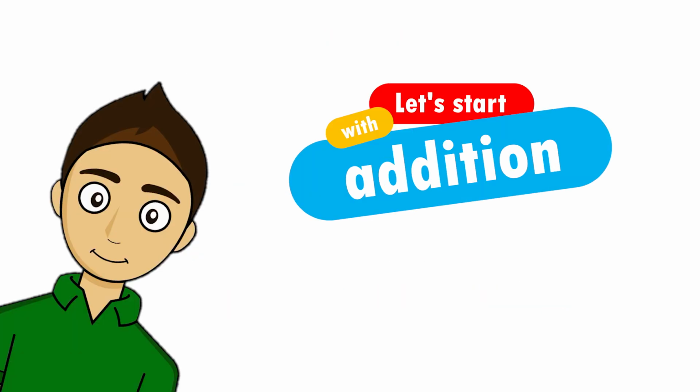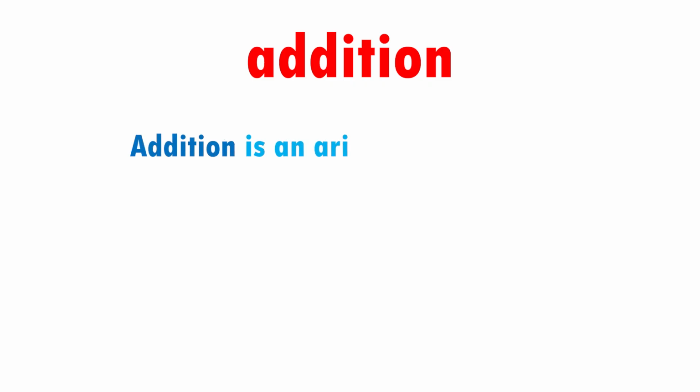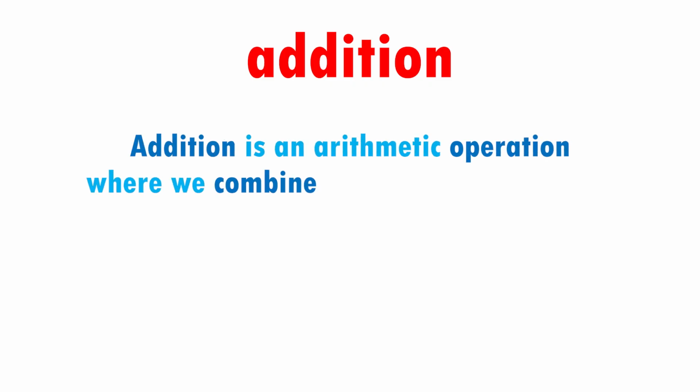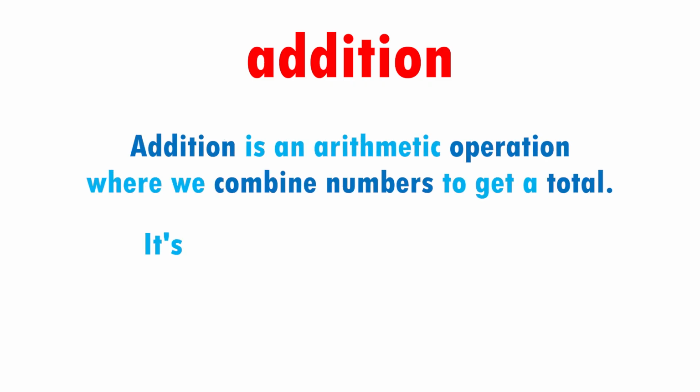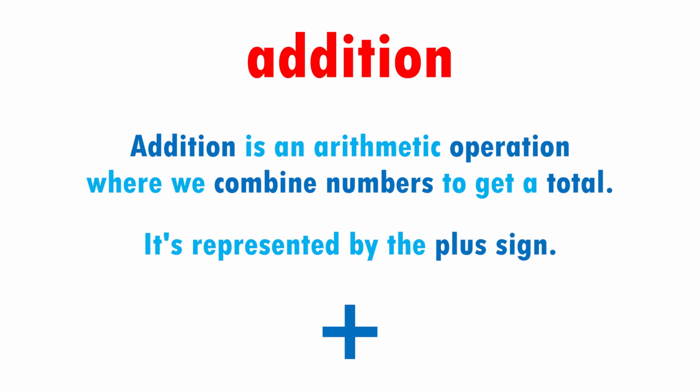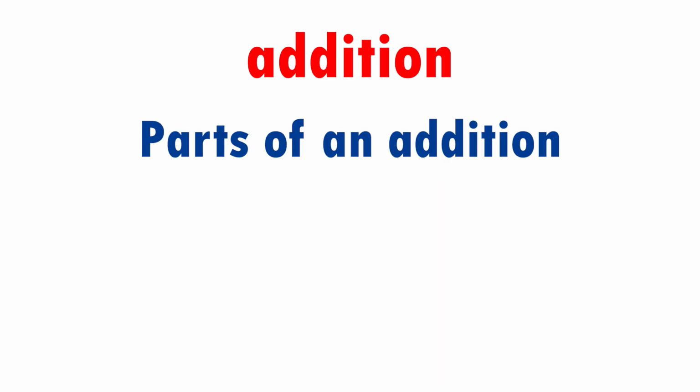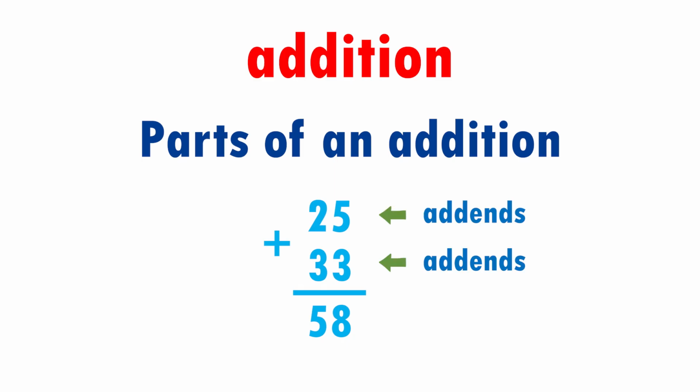Let's start with addition. Addition is an arithmetic operation where we combine numbers to get a total. It's represented by the plus sign. Let's identify the parts of an addition problem. Here we have an addition example. These numbers are called addends. Between them is the plus sign, and the answer is called the sum or total. Let's look at some examples to make this clear.